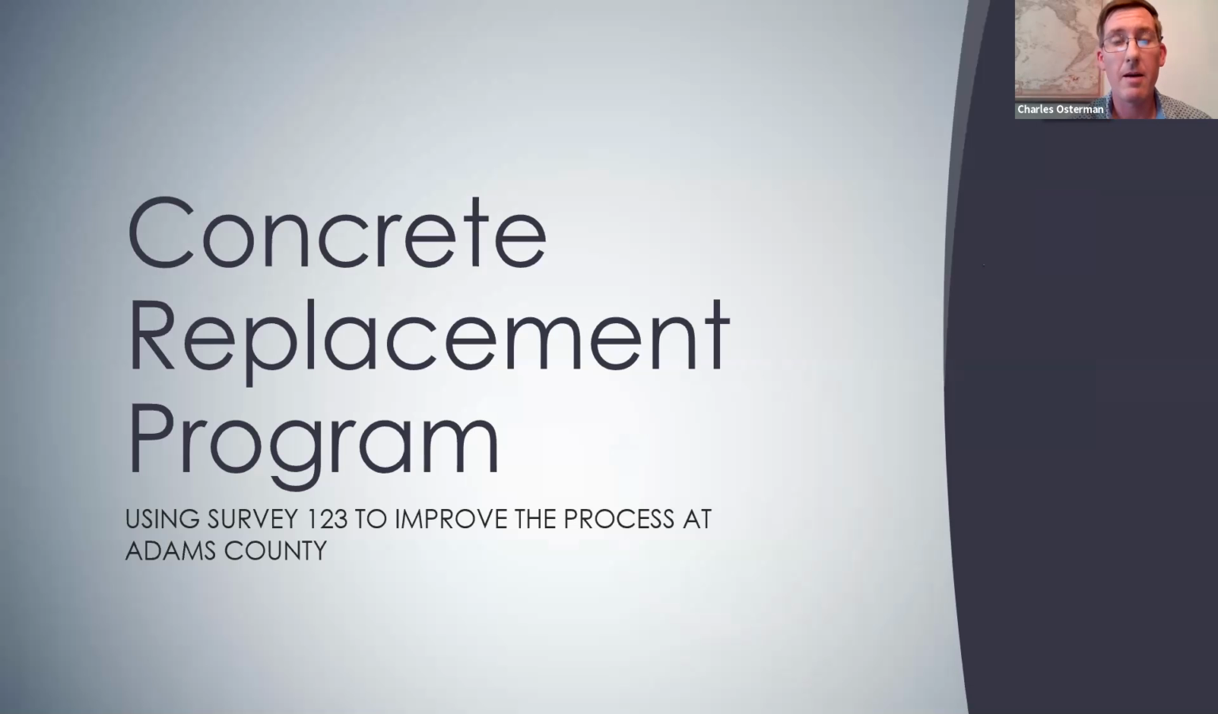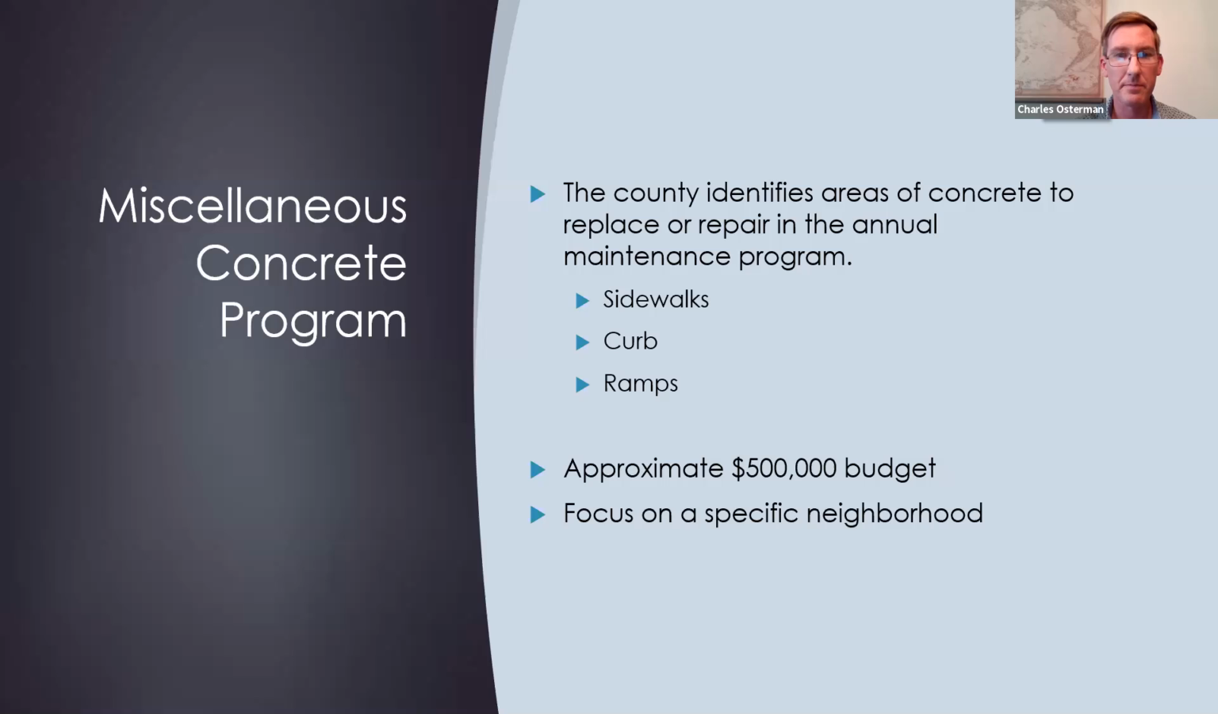All right, so today I'm going to be talking about how we use Survey 123 on our asset management system to improve the process for our concrete replacement program at Adams County. We have a program called the Miscellaneous Concrete Program, and the goal of this program is really to go out and identify areas of concrete in the county that need to be repaired or replaced. And when I'm talking about concrete, I'm really talking about sidewalks and curbs and ramps. We really don't have a lot of concrete roads in the county.